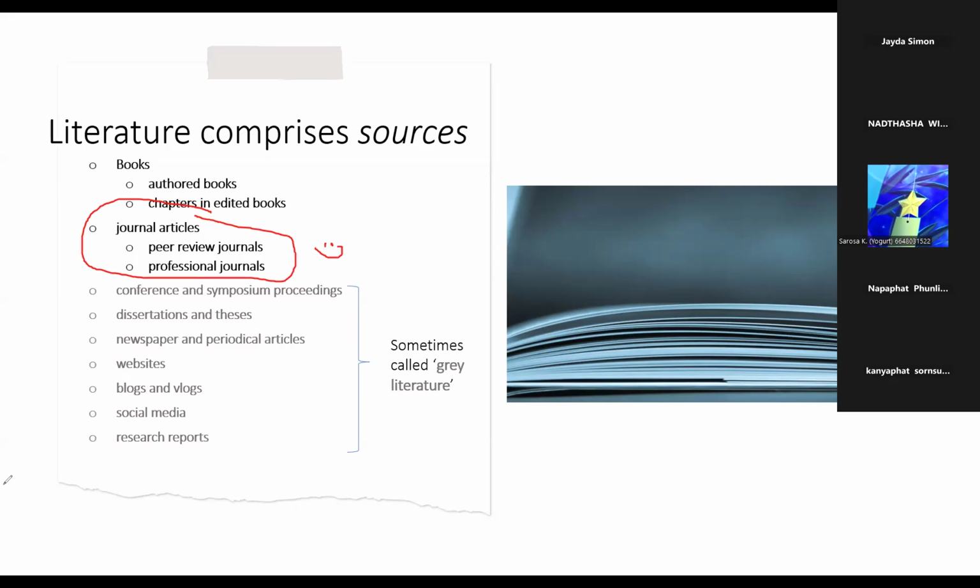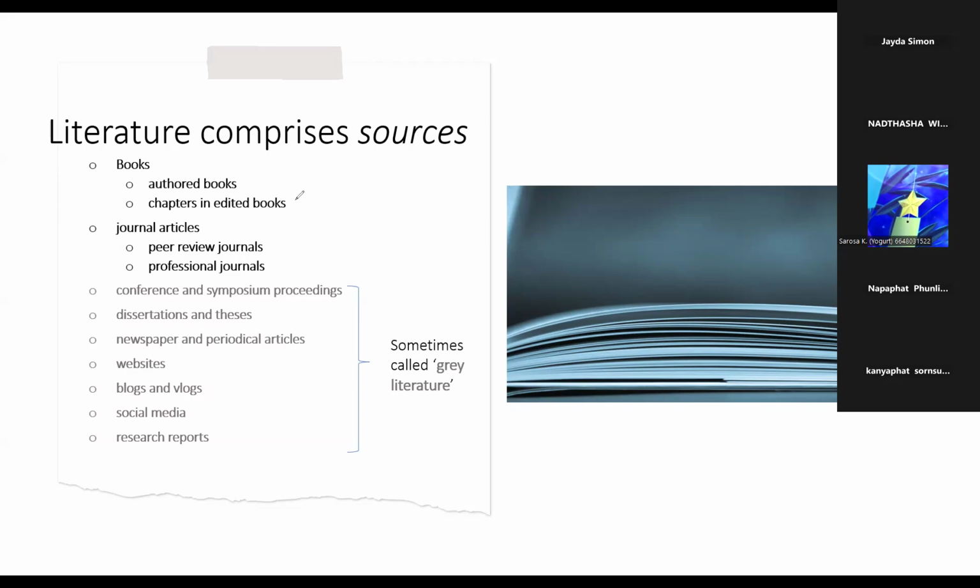So have a look at the book script first. There are two types of books that you can find from library catalogs or library systems. First is authored books, where we can identify who the book's authors are. Sometimes there are many authors in one book. And the second one could be chapters in edited books.